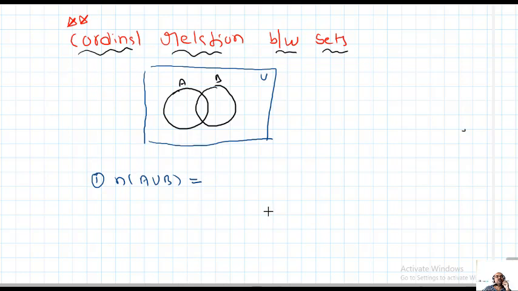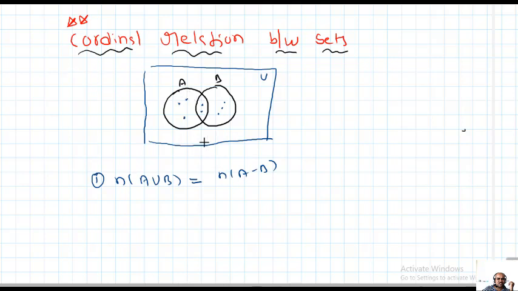n of A union B is the number of elements present in the set A union B. You need to find what the relation is, so through an example I will explain. For example, here 2 dots, here 1 dot, here 2 dots, here 3 dots, here 3 dots are given. So in general, n of A union B means 1, 2, 3, 4, 5, 6, 7, 8. I can say 8. In other words, I can say n of A union B is equal to n of A minus B.